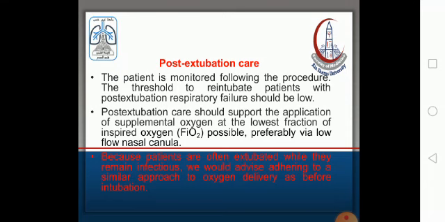Post-extubation care is very important to avoid re-intubation in those susceptible to post-extubation respiratory failure, or the need for high flow oxygen, or an increase in the fraction of oxygen needed for each patient, as re-intubation can occur. Because patients are often extubated while they remain infectious, we would advise adhering to a similar approach in oxygen delivery, and it is better to extubate those patients to low flow oxygen therapy.